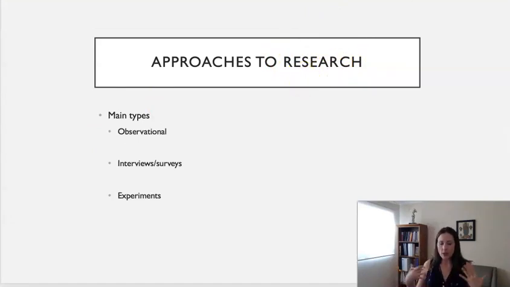So what we're doing this chapter, the main focus of this chapter, we are going to be talking about ways to do research. We're going to talk about approaches to research. I'm going to briefly mention the three main ones, and then we're going to break these down into a lot more detail. If you use observational techniques in your research, you're going to observe people.